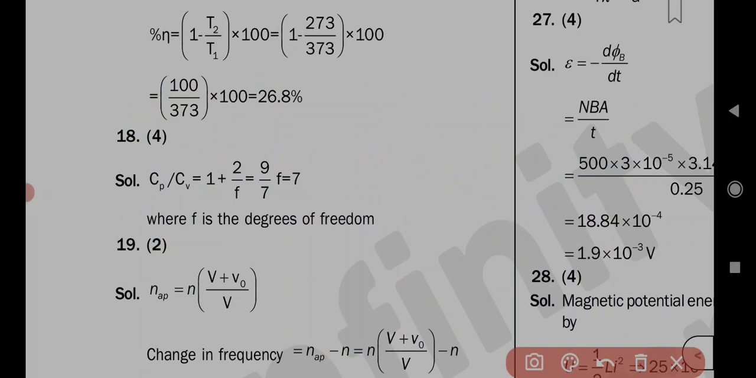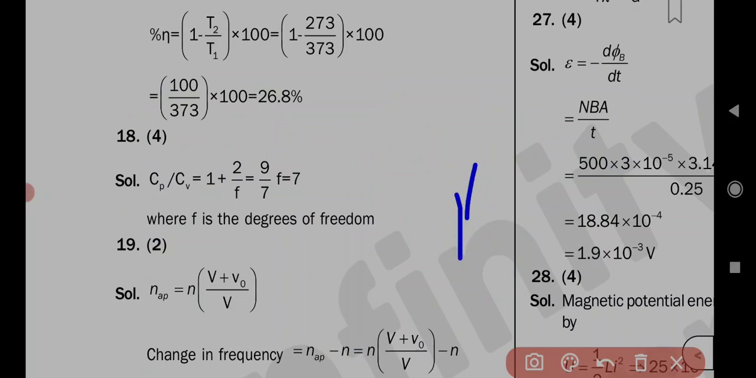Should I repeat once again? It is very simple. Cp by Cv is nothing but gamma. Gamma is 1 plus 2 by F. You remember this formula at any cost. That is, gamma is 1 plus 2 by F and gamma is Cp by Cv. Cp by Cv is already given. F is your degrees of freedom. Okay, remember this, 1 plus 2 by F.